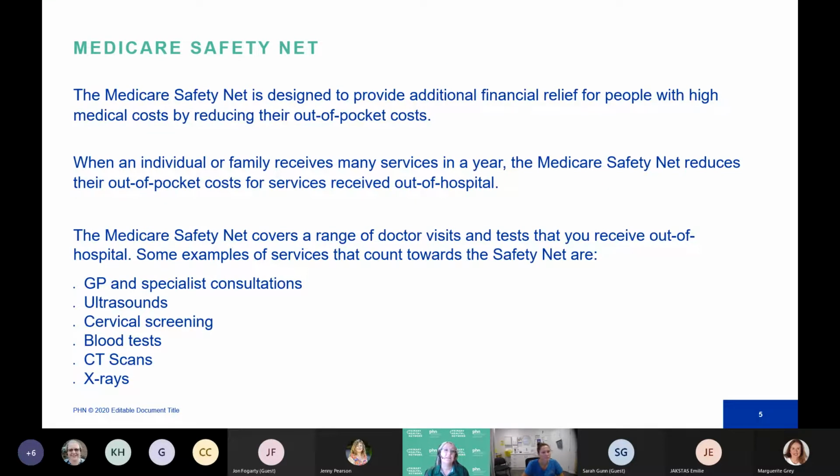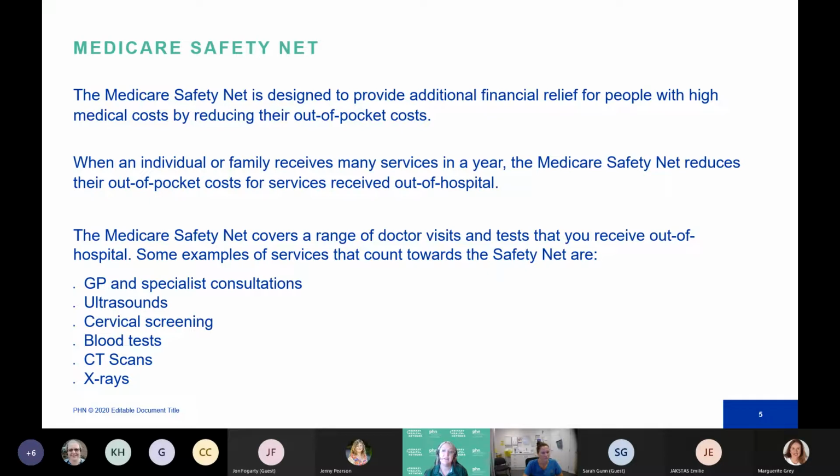So now we'll look at the Medicare safety net. So how does the Medicare safety net work? When an individual or a family's gap payment exceeds a certain threshold amount in a calendar year, 100% of the Medicare benefit schedule fee for an out-of-hospital service is reimbursed through Medicare. However, this is not necessarily 100% of the out-of-pocket costs, as the treatment fee may be higher than the schedule fee, which means there could still be some expenses to pay.